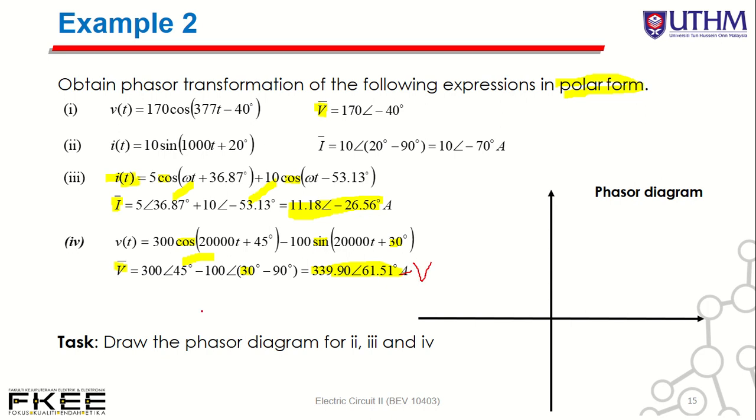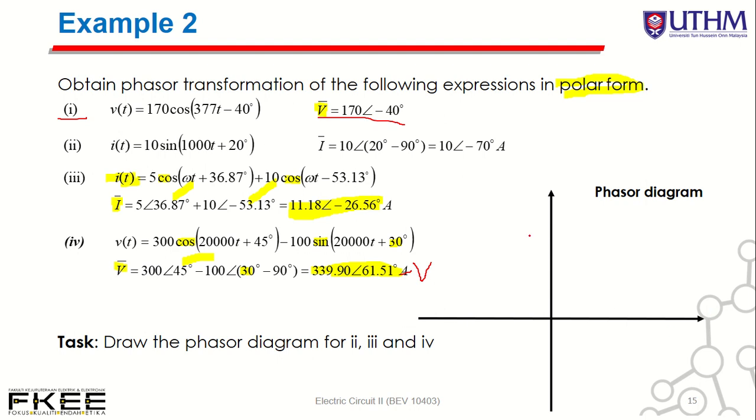Next, draw the phasor diagram. Let's say I give one example for number one. How to draw the phasor diagram? We look at the polar form. You draw the real axis, this is a real axis, this is an imaginary axis, and then your magnitude is 170, angle minus 40. Where is the position of angle minus 40?